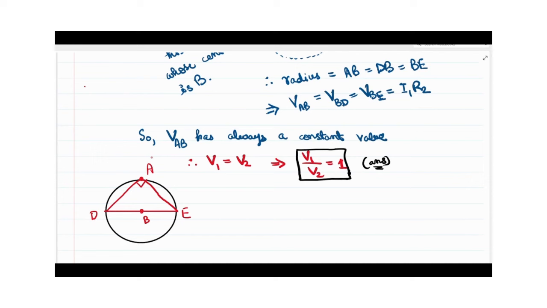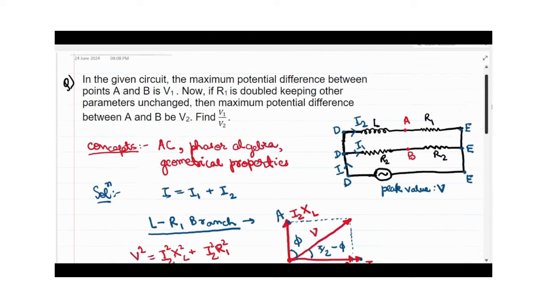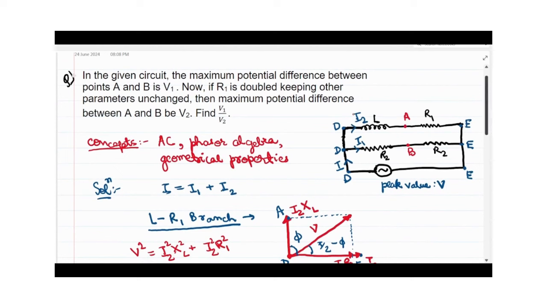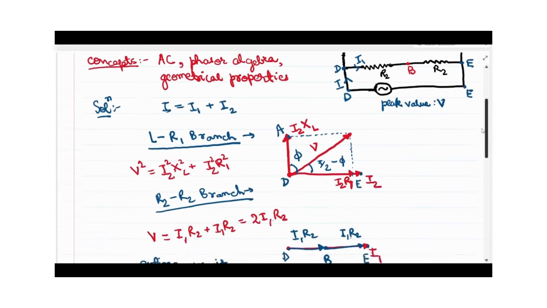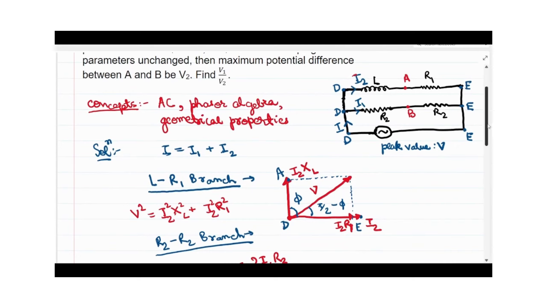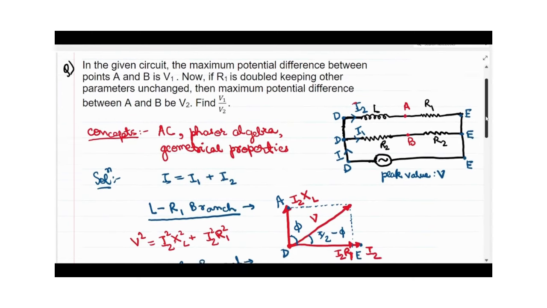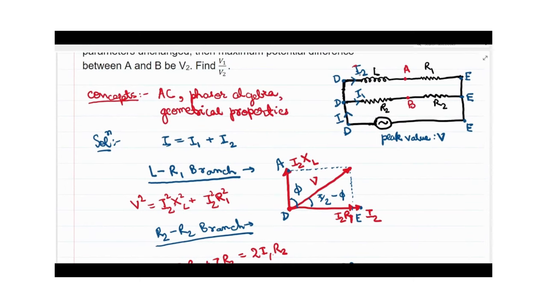Now one thing you have to understand: if R1 is doubled, or changed, then the current in this branch I2 will also change. If I2 changes, the value of I2 R1 also changes. By how much factor we don't know. It is nothing like if it is double, then it would be half. So if I2 changes, then I2 XL, which is an inductive reactance, will also change. The value of VAD and the value of VAE will also change.